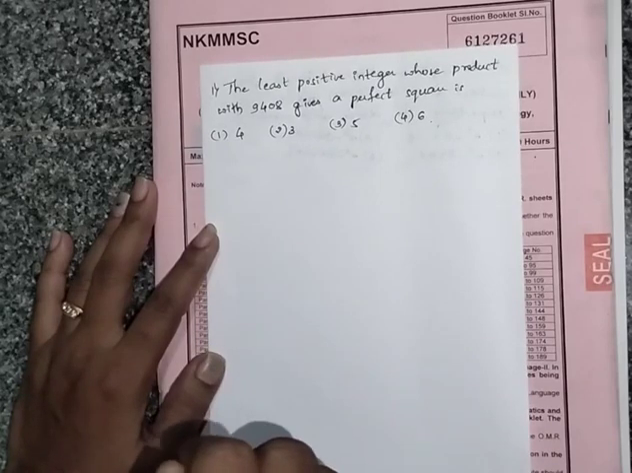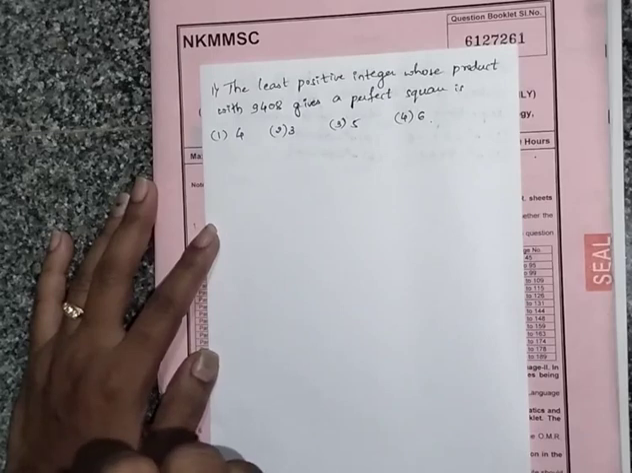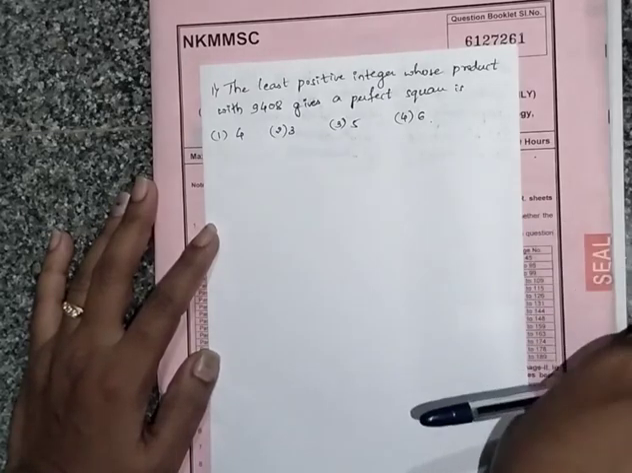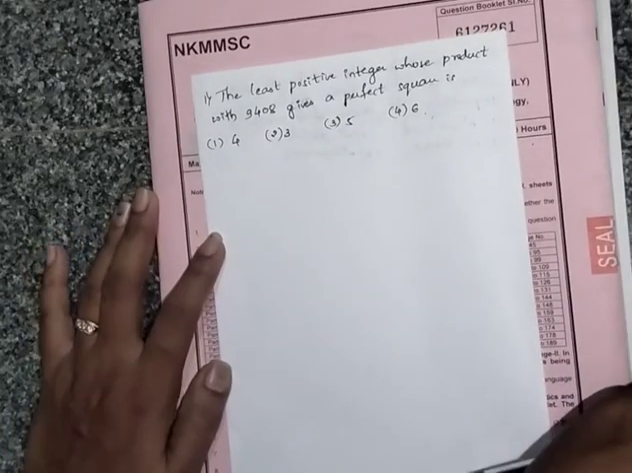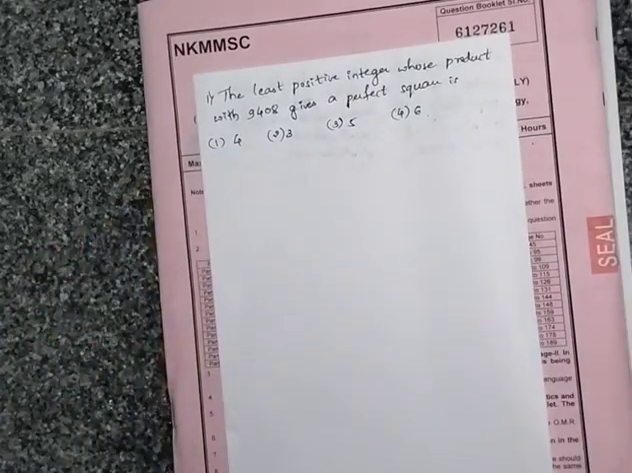At least we need to attempt each and every one of the 150 questions in the TET examinations. So let's start some of the questions here. I will read out the question first. The least positive integer whose product with 9408 gives a perfect square is.